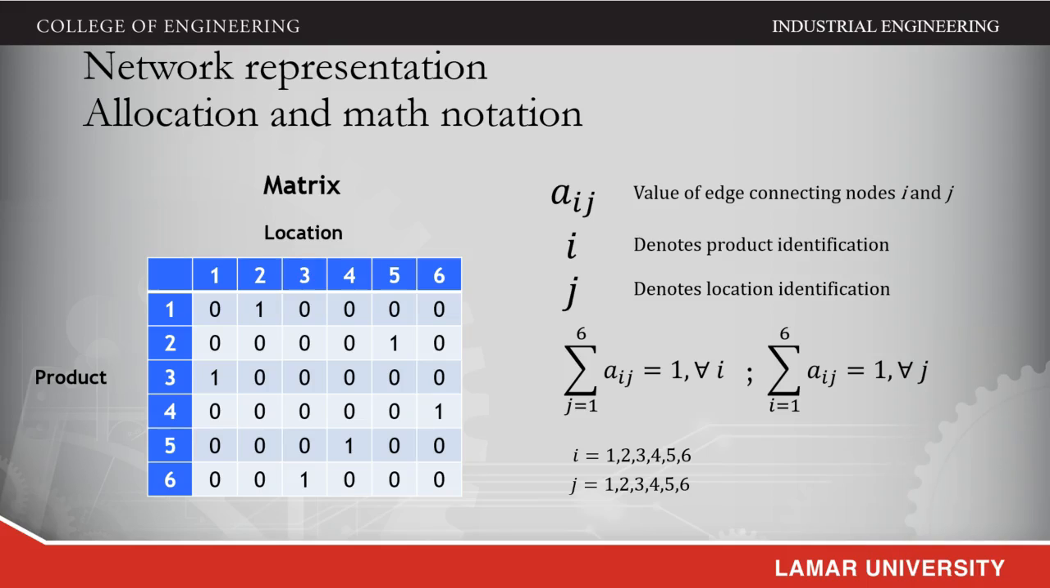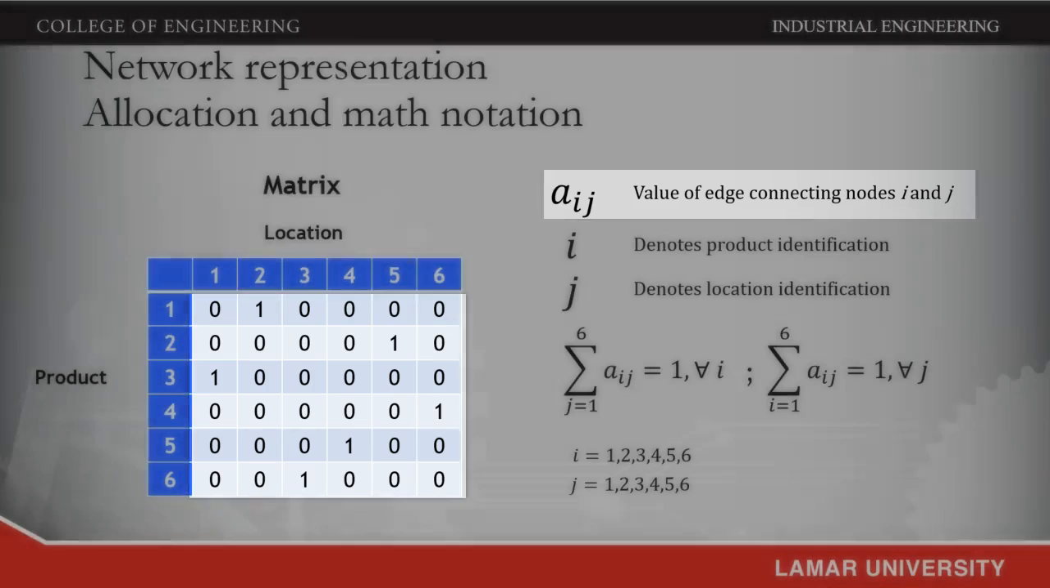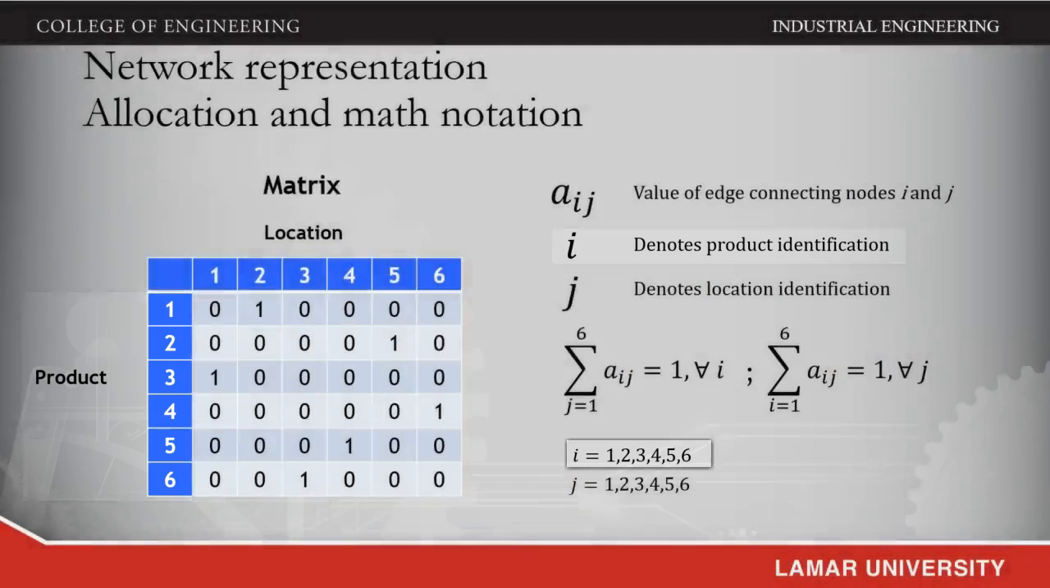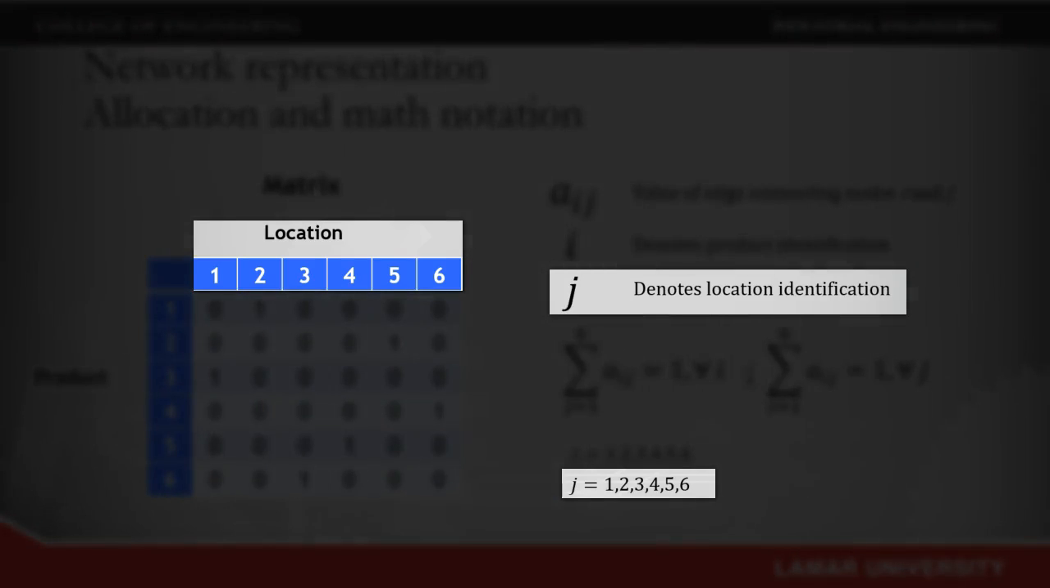We can use the case of assignment of products to explain further about mathematical notation. In this case, we see that for matrix A, if the elements that compose it, A of ij, represent the edges connecting products to locations, there will be in this case 6 products and 6 locations, and we can identify the 6 products simply as product 1, product 2, product 3, 4, 5, and 6. Similarly, we can represent the locations as location 1, location 2, location 3, 4, 5, and 6.